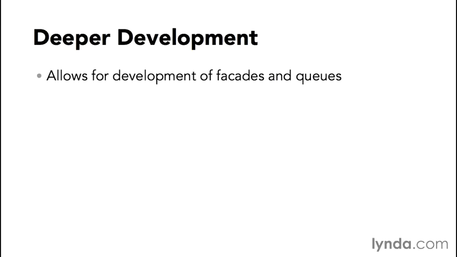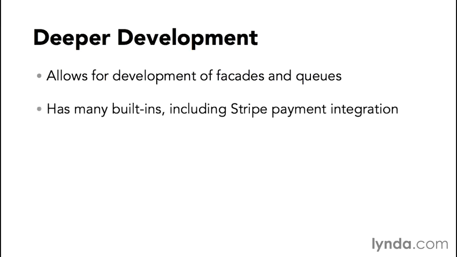Laravel has a construct called facades that you can use for building static classes. Laravel also has the concept of queues that you can use for asynchronous development to allow processing to happen without interrupting the execution of your PHP code. Additionally, there are a lot of other web application necessities included in Laravel, things like forms and validations, authorizations and localizations, and there's even integration for Stripe payment processing.